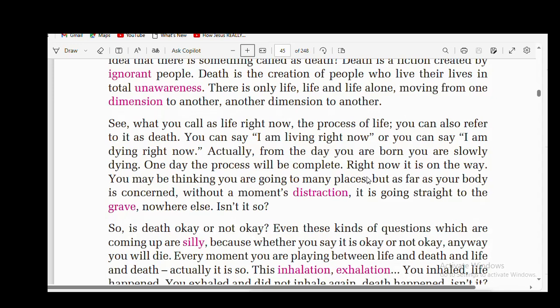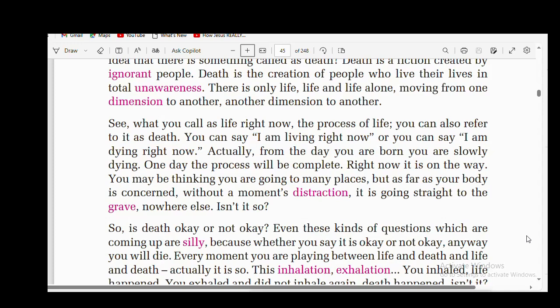Actually, from the day you are born, you are slowly dying. This is the process of dying. One day the process will be completed. Right now it is on the way. The process is ongoing right now. You may be thinking you are going to many places, but as far as your body is concerned, without a moment's distraction, without a moment's disturbance, it is going straight to the grave. So the destination of life is the graveyard.